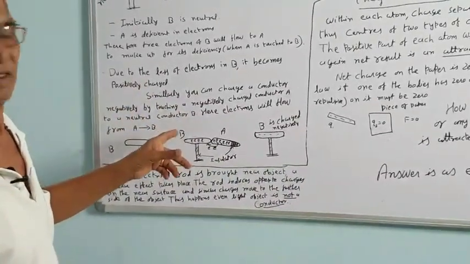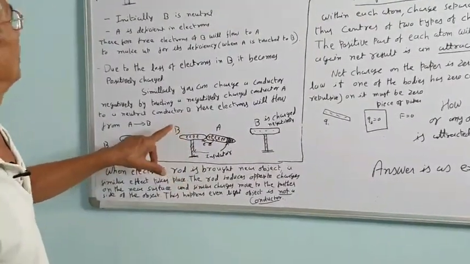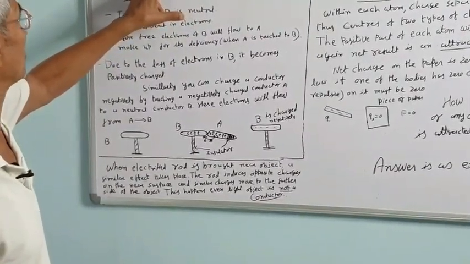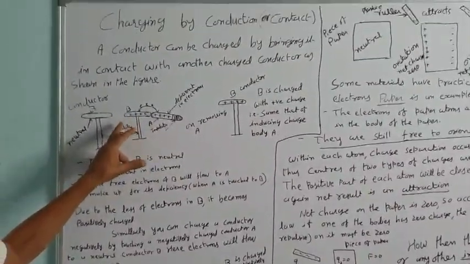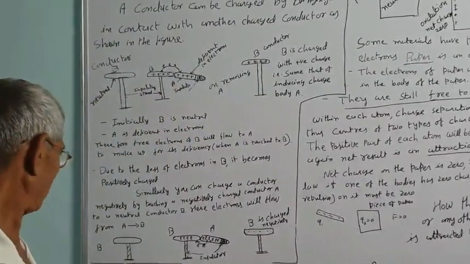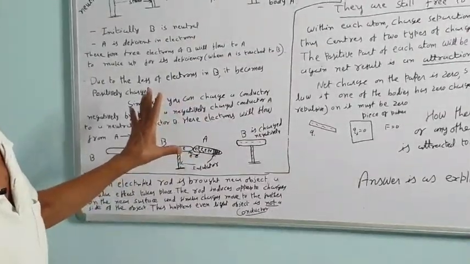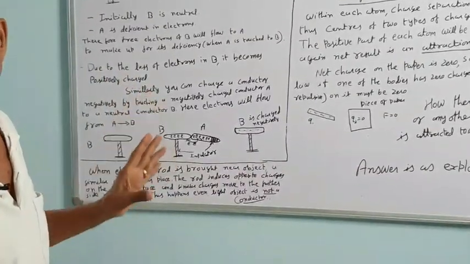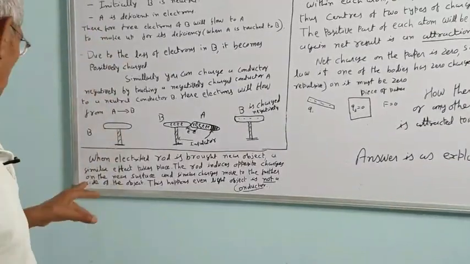In induction, this is the inducing charge and this is the induced charge. The conductor A is inducing the charge in the conductor B. So the charge in B is the induced charge, whereas the charge on A is the inducing charge. So a body can be charged with the same charge by contact, unlike in the case of induction. By induction, it can be charged oppositely. By contact, it can be charged with the same charge.